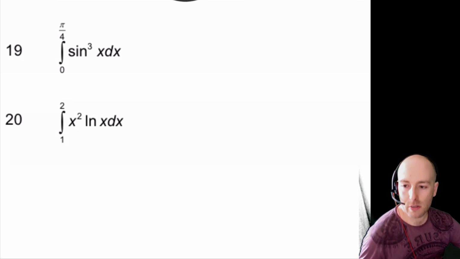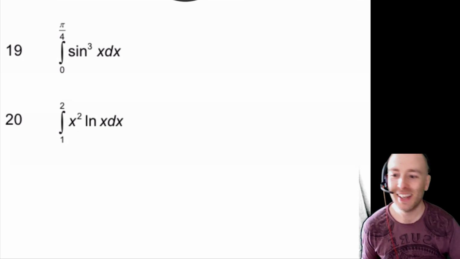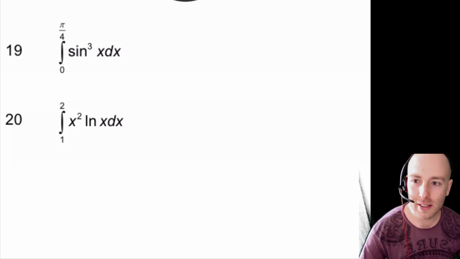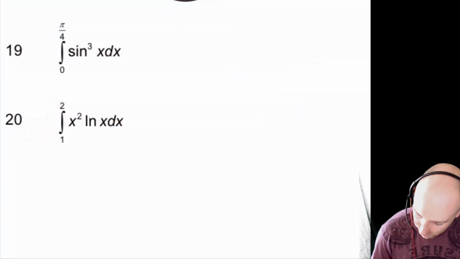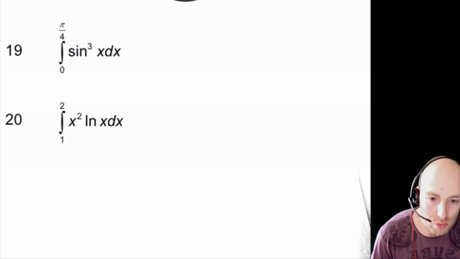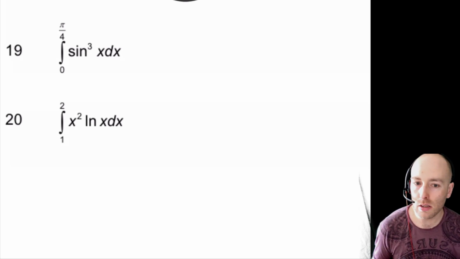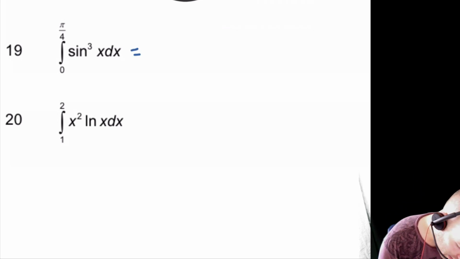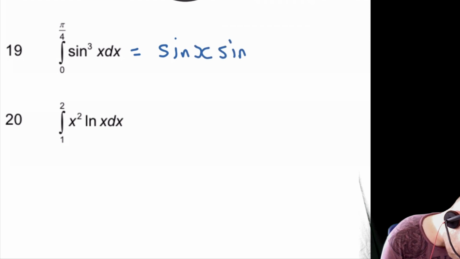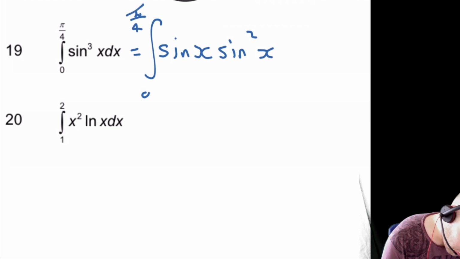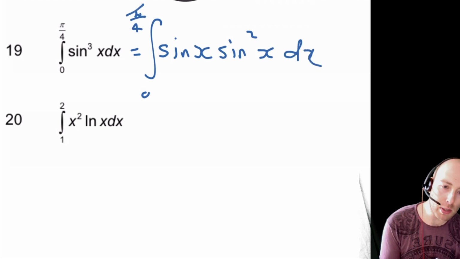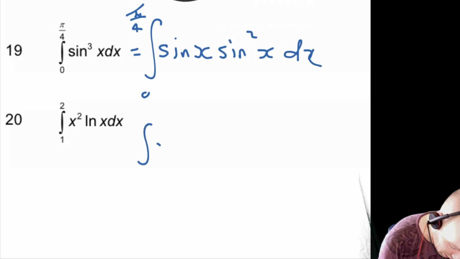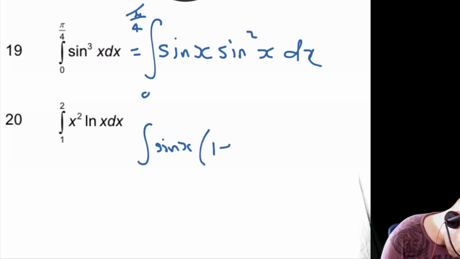Cool. Right, let's go through these ones then. I didn't realize I didn't put the timer on. So we're doing the first one there, which is sine cubed. We write it as sine times sine squared, from 0 to pi by 4. We then write the sine squared as 1 minus cos squared. So we get the integral of sine x times (1 minus cos squared x) dx.